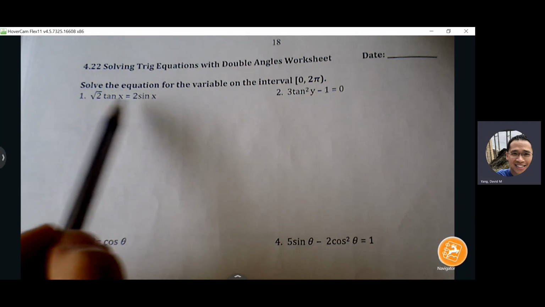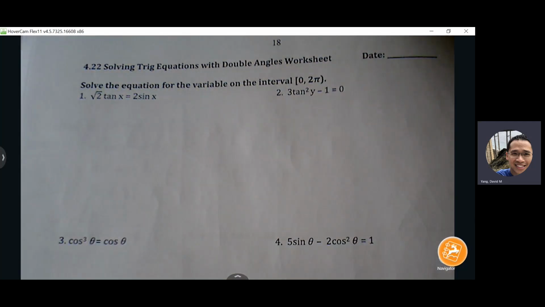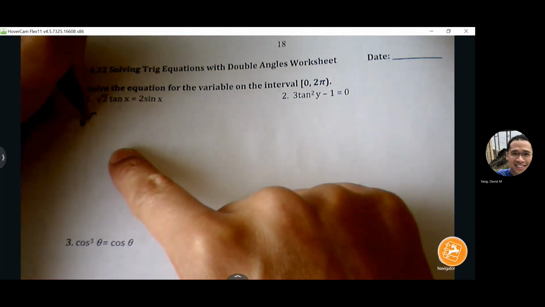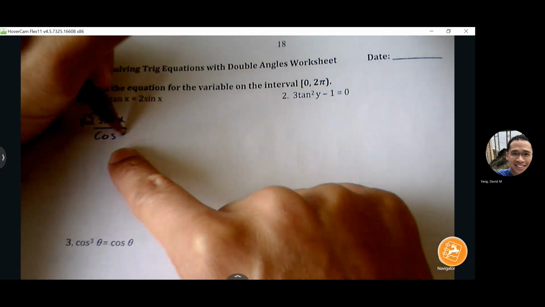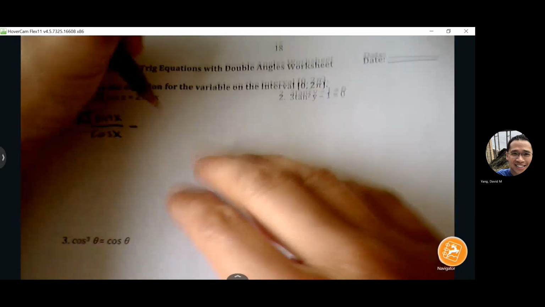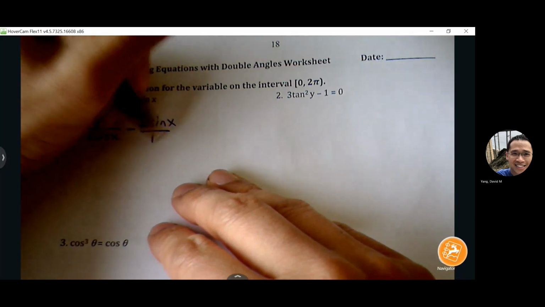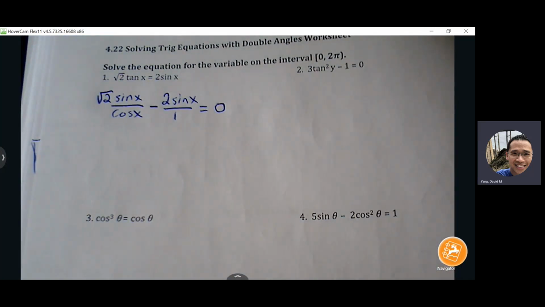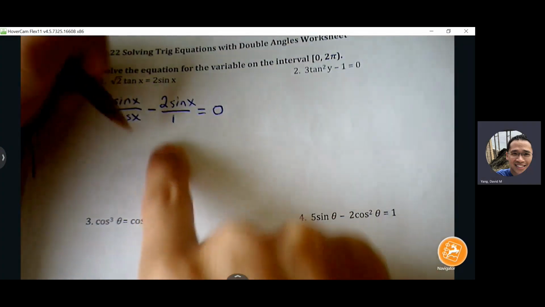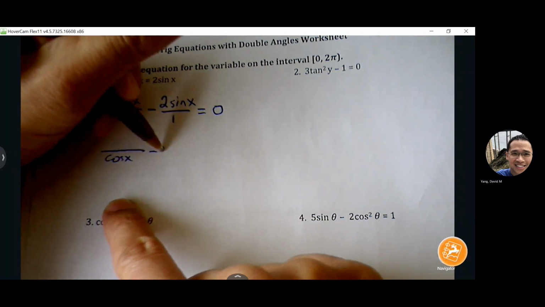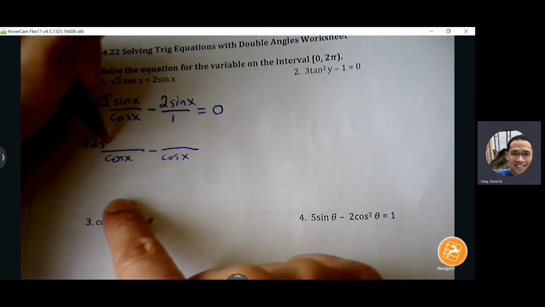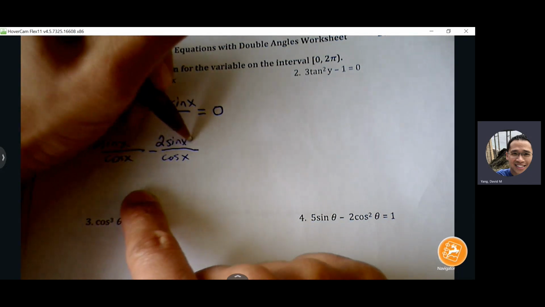Okay, maybe the root 2 and 2 has something to do with it. I'm looking at the tangent and sine. Is there something I can do to make those two alike? Yeah, I can write tangent as sine over cosine. So I'm going to rewrite that tangent as sine over cosine. I'm also going to subtract that sine. But I see that there is an opportunity for me to find a common denominator, right? So I can get it all under one fraction. So my common denominator is cosine of x. I have root 2 sine x, no changes here. This one would be minus 2 sine x cosine x.